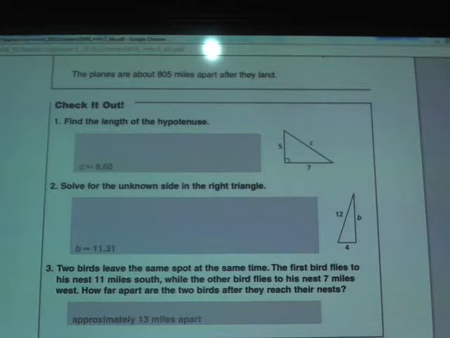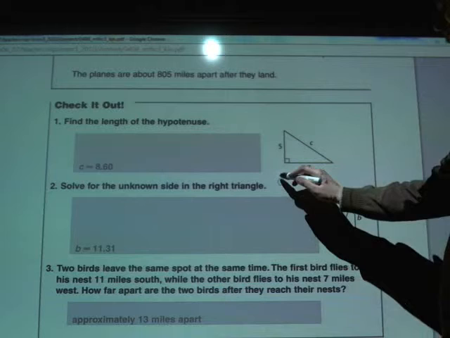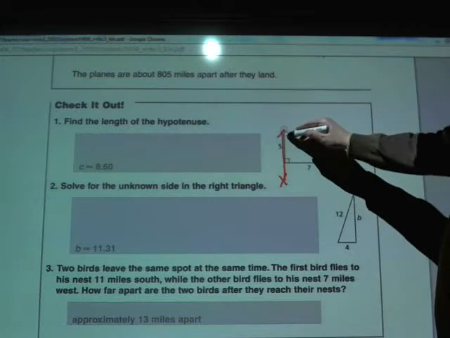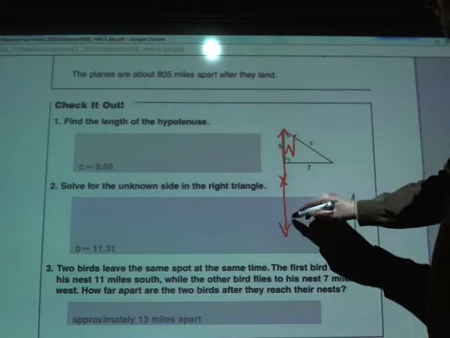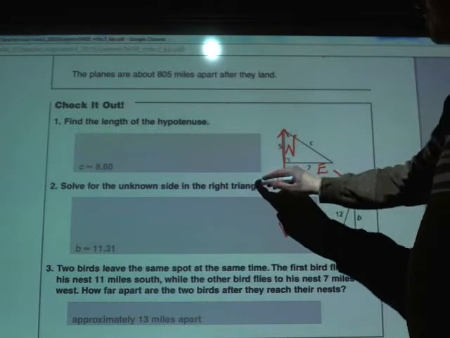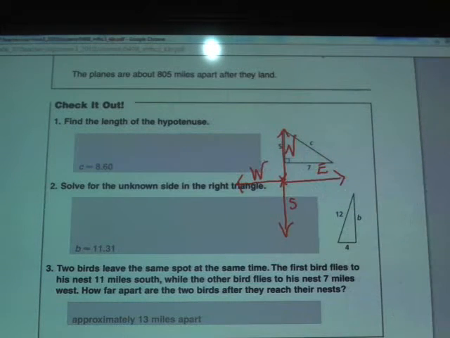All right, the last one is very similar to an earlier question. It says that 2 birds leave the same spot at the same time. And bird A is going to fly 11 miles south, and the other is going to fly 7 miles west. How far apart are the 2 birds after they reach their nest? So same cardinal rows here. And bird A is going to fly 7 miles to the west.